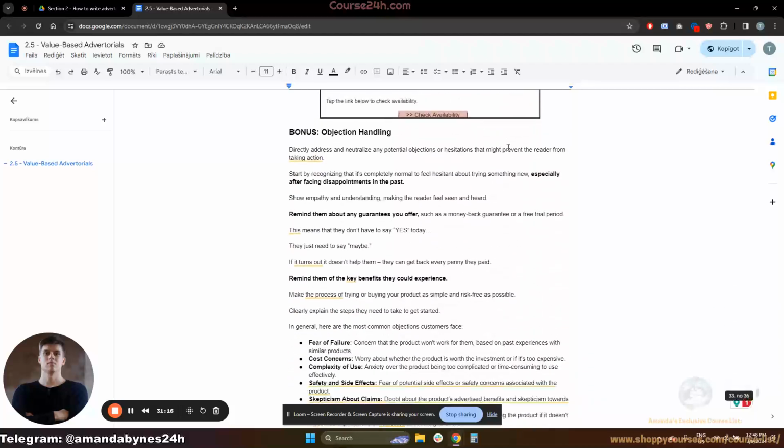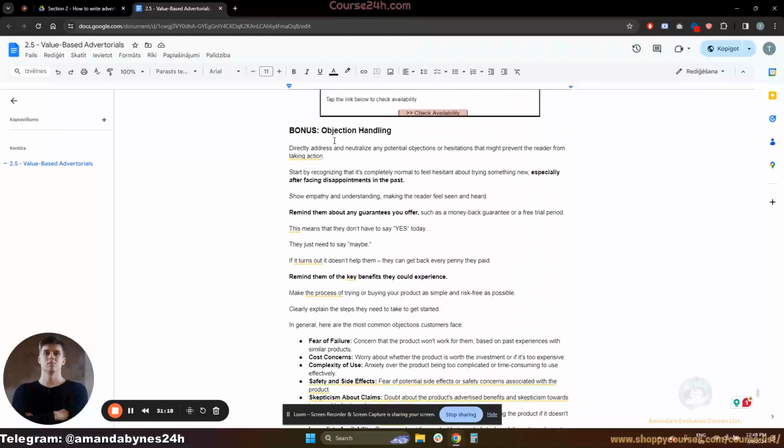So more examples here. And yeah, bonus: objection handling. You can test this straight away. You can split test this, or if you notice something is not converting well, you can analyze your advertorial, your audience, your product, and think of what objections they might have. And at the very bottom, include an extra section where you handle those objections.